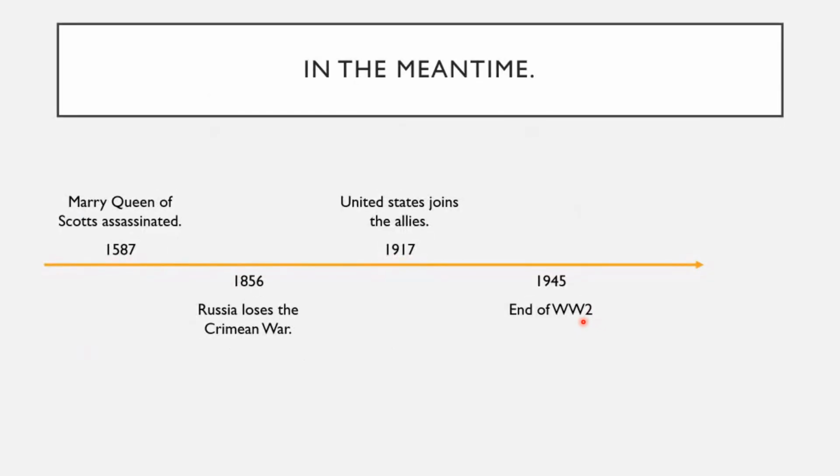Now, in the meantime, since ancient Greece and since the Romans, there have been some really interesting events that happened because of cryptography in the world. In 1587, Mary, Queen of Scots, was assassinated because her cipher, which she was using to discuss her plot to kill Queen Elizabeth, was broken.